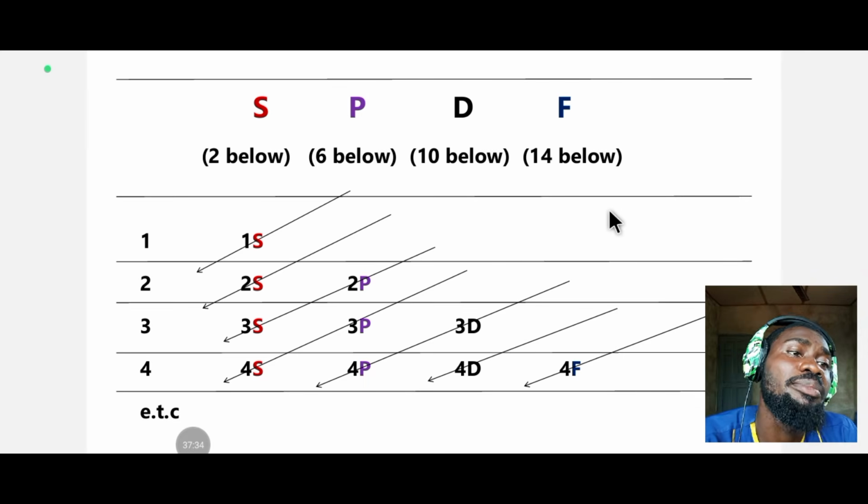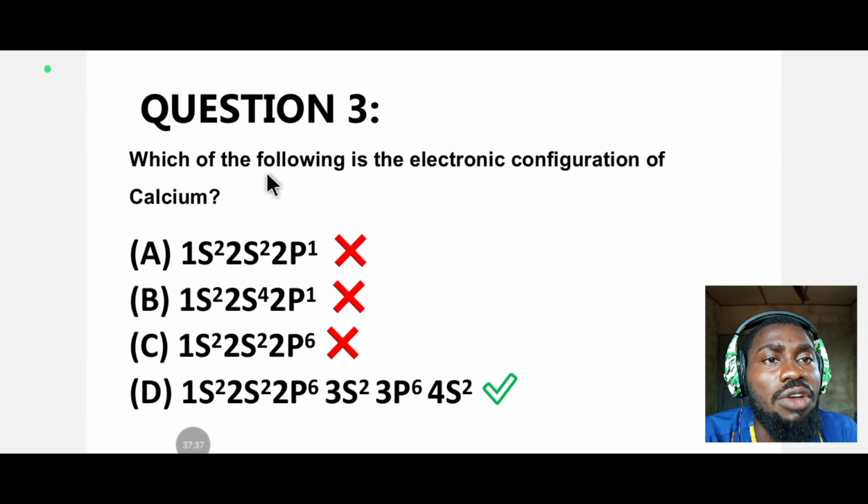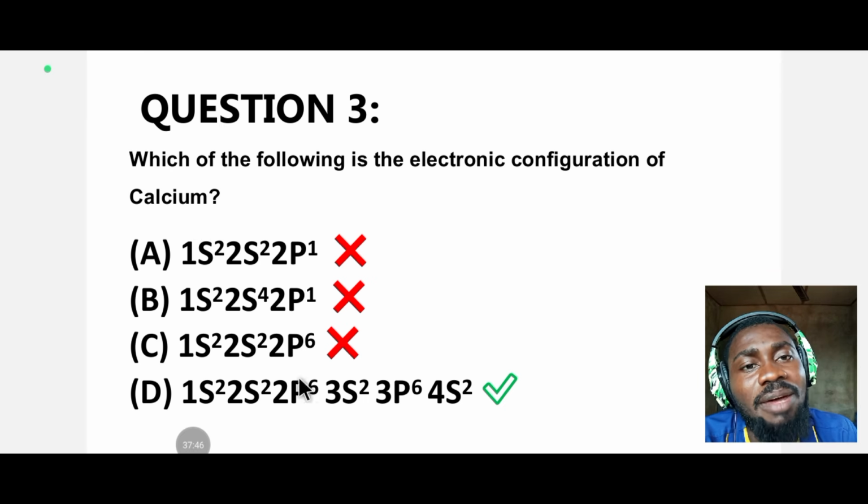So let's head back to the JAMB repeated question 3. It says, which of the following is the electronic configuration of calcium? A, blah, blah, blah. B, 1s, blah, blah, blah. C, 1s2, blah, blah, blah. D. So all these options are wrong, wrong, wrong.